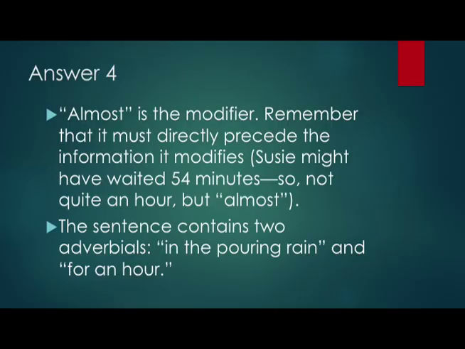The answer for exercise 4, almost, is the modifier. So remember that it has to directly precede the information it modifies, which is an hour. Okay, so again, Susie might have waited 54 minutes, so not quite an hour, so therefore almost an hour. Now this sentence contains actually 2 adverbials. One is in the pouring rain and the other is for an hour.